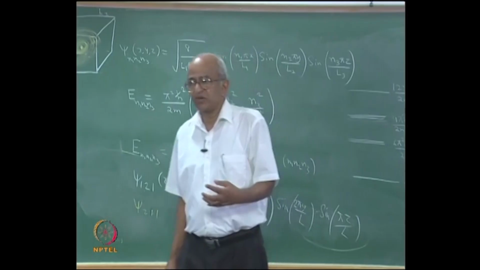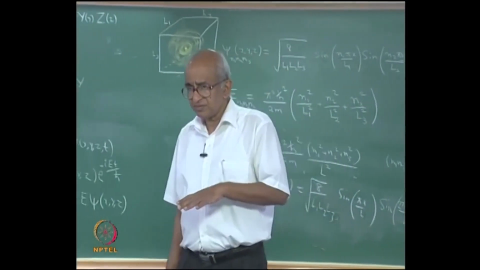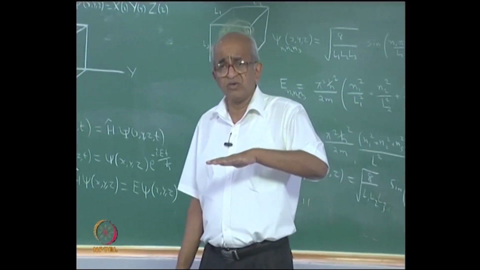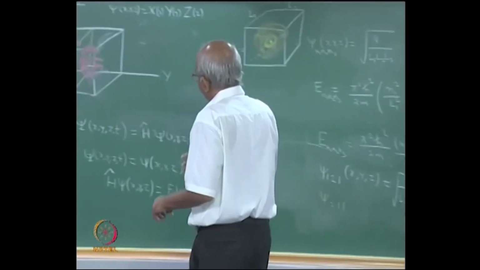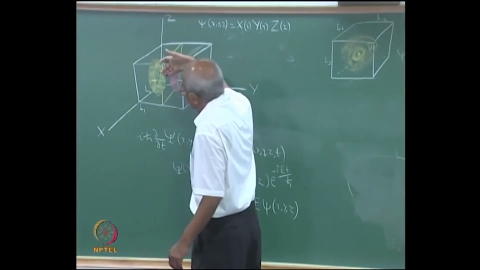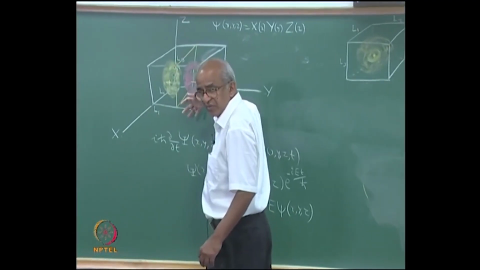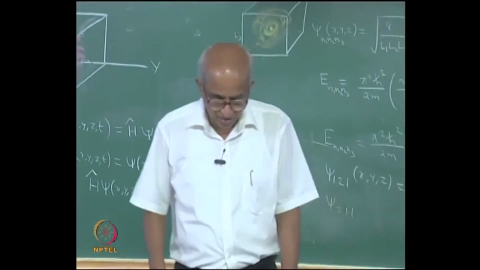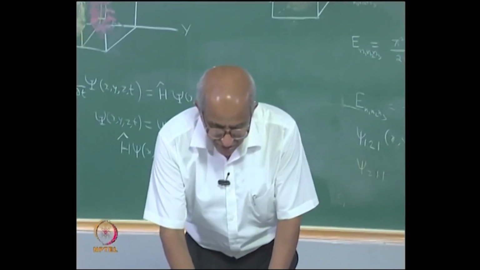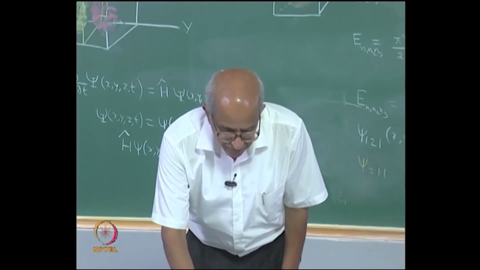What will happen is that it would have a node which is at x is equal to L by 2, and where will that be? It will be actually a plane perpendicular to the earlier node plane, a nodal plane actually. Now, I do have a mathematical program which can show you all these things.